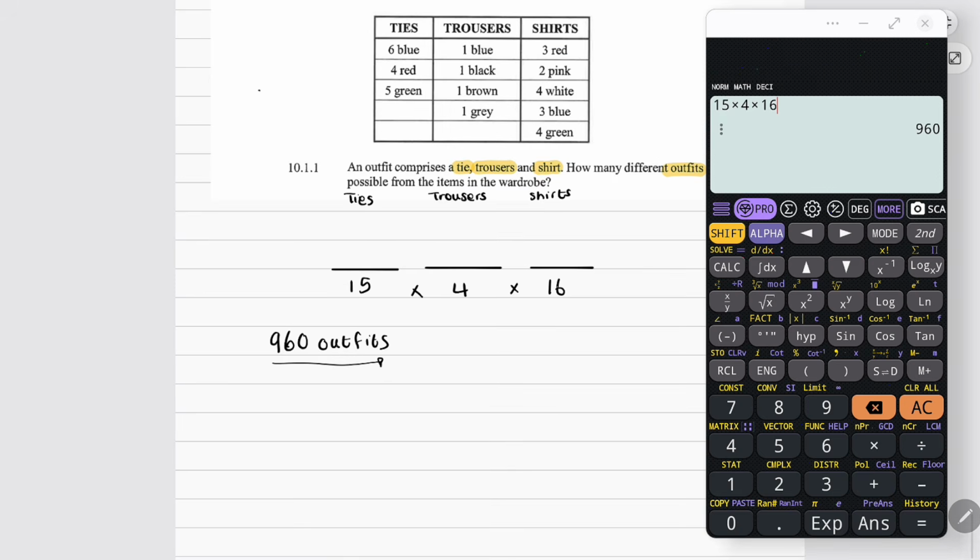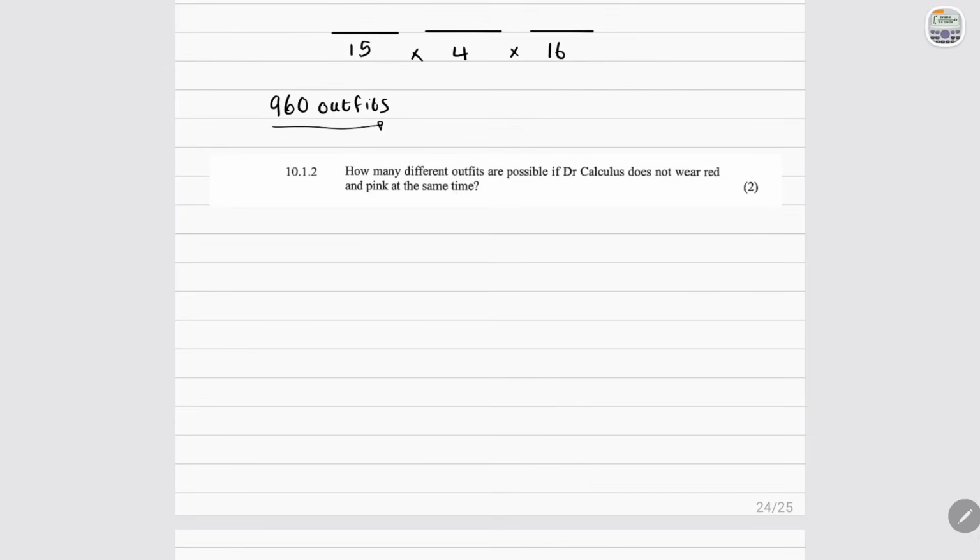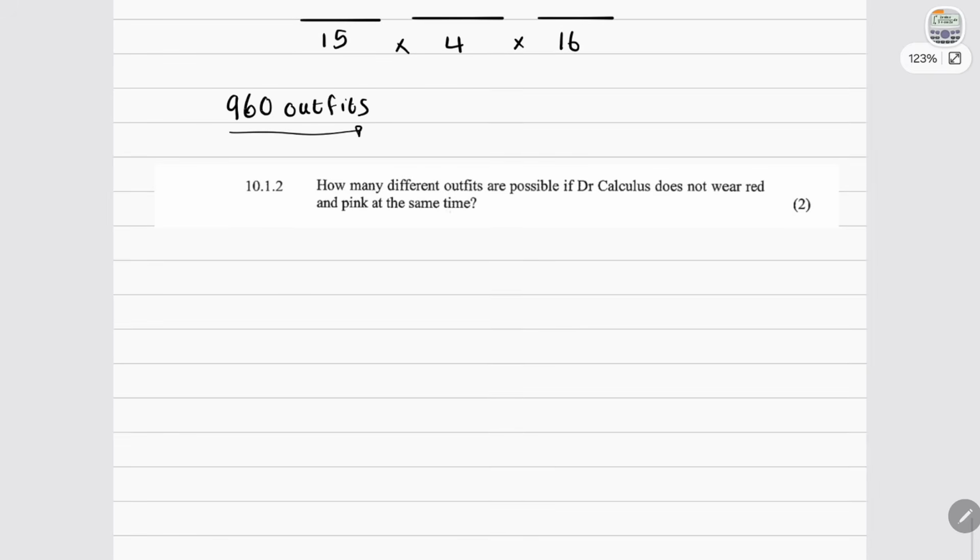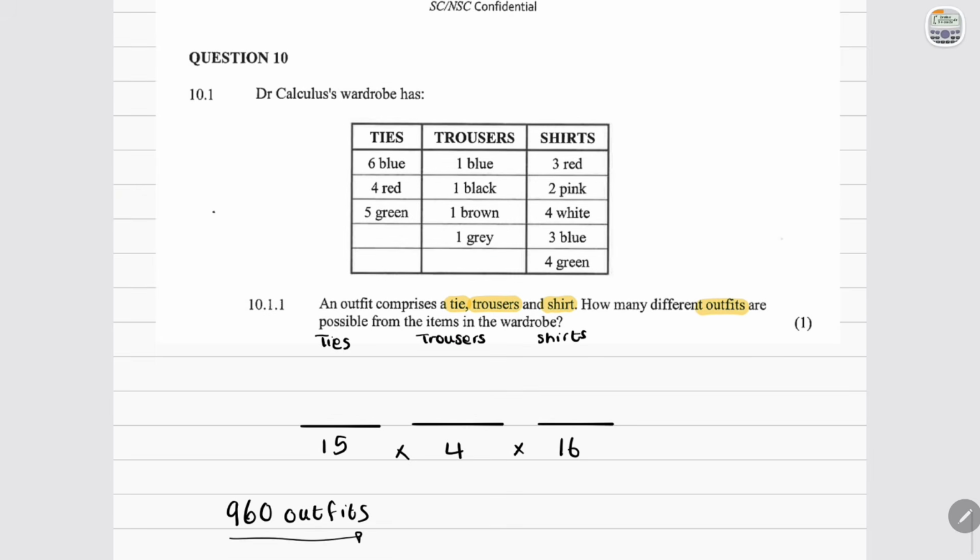Moving on to the next question. The next question says 10.1.2, how many different outfits are possible if Dr. Calculus does not wear red and pink at the same time? Okay, so he's not going to wear red and pink at the same time. He can wear red and red. They're not saying he can't wear red. He just can't wear red and pink at the same time.